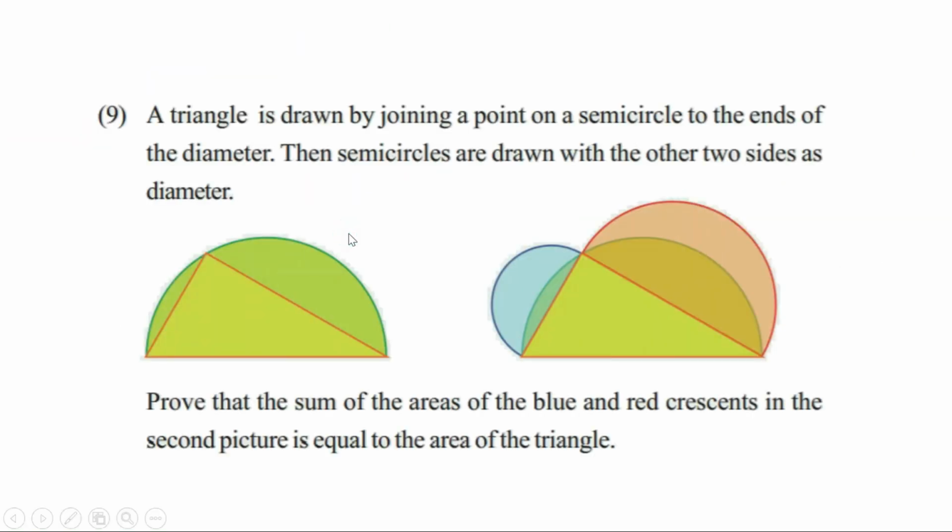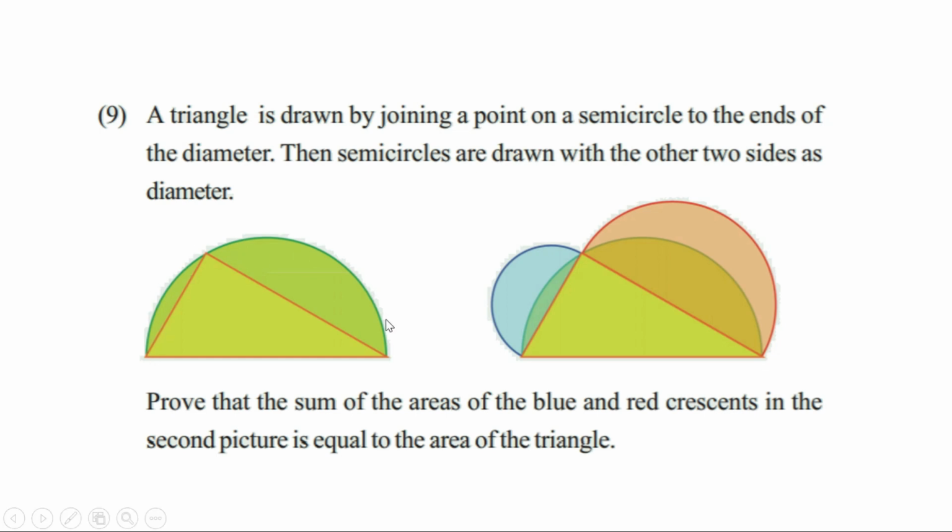Ninth problem. A triangle is drawn by joining a point on a semicircle to the ends of the diameter. Then semicircles are drawn with the other two sides as diameter. Prove that the sum of the areas of the blue and red crescents in the second picture is equal to the area of the triangle.